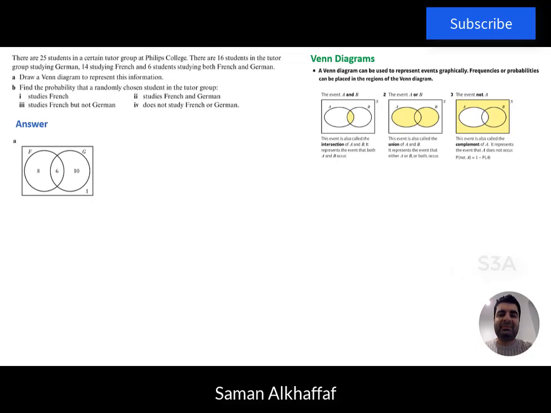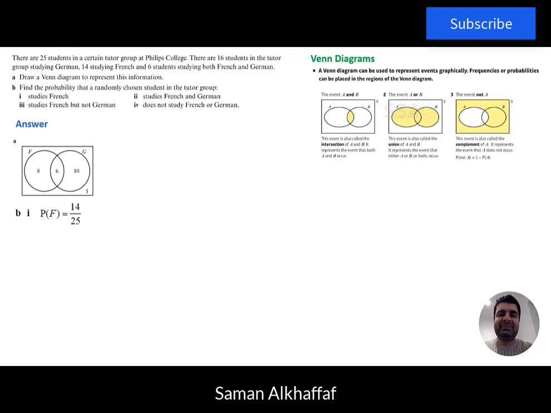We're told that 16 are studying German, and we have 6 studying both French and German, and 8 studying French only, and 1 is not studying either. So in terms of probability for part B, I, studying French will be 14 over 25, which is the total students.